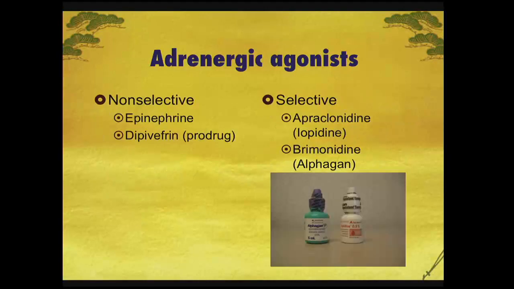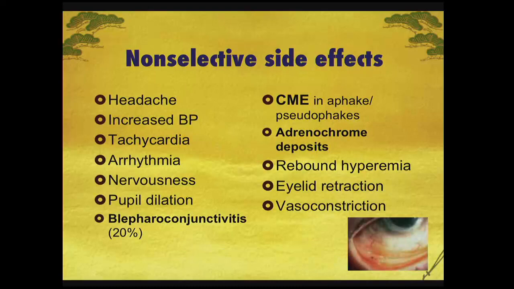Adrenergic agonists, again, there are non-selective and selective forms. The most commonly used are obviously the selective ones. The non-selective are not used very much anymore because there are a lot of side effects. Blepharoconjunctivitis occurs in 20%. Cystoid macular edema is very common in pseudophakic patients. And then the most unique side effect are these adrenochrome deposits pictured in the photo. They can also get tachycardia and arrhythmias. They can also get eyelid retraction and vasoconstriction.